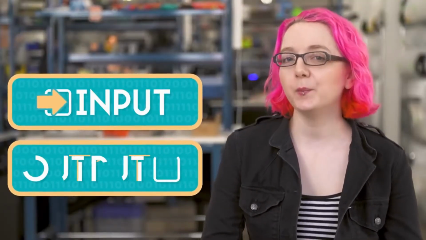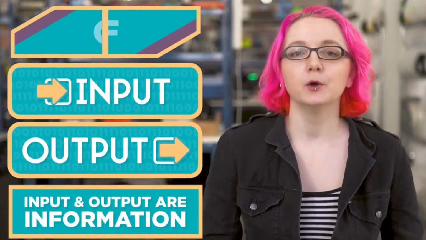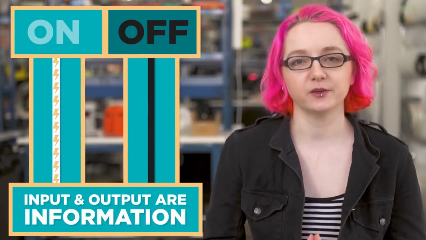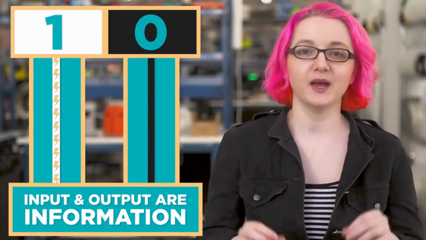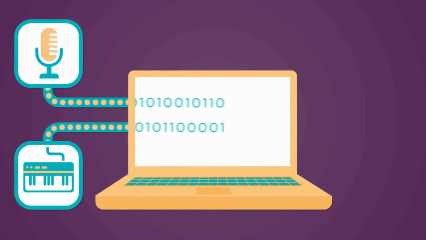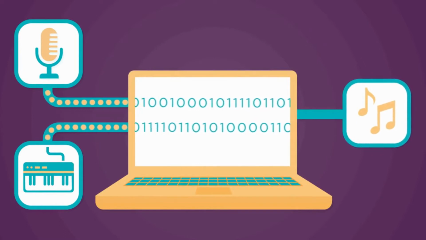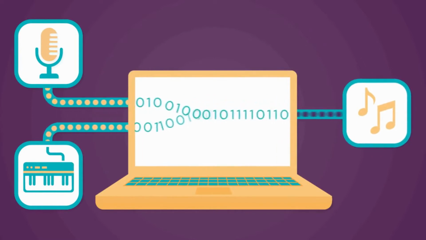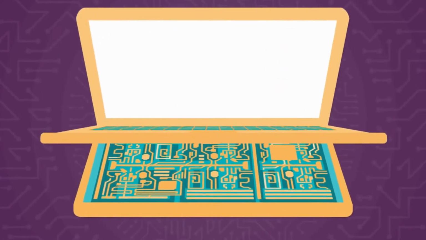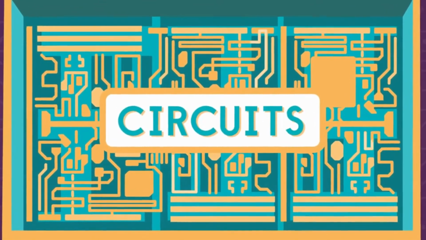Every input or output of a computer is effectively a type of information, which can be represented by on or off electrical signals, or ones and zeros. In order to process the information that comes in as input and to make the information that's output, a computer needs to modify and combine the input signals. To do this, a computer uses millions of teeny electronic components, which come together to form circuits.